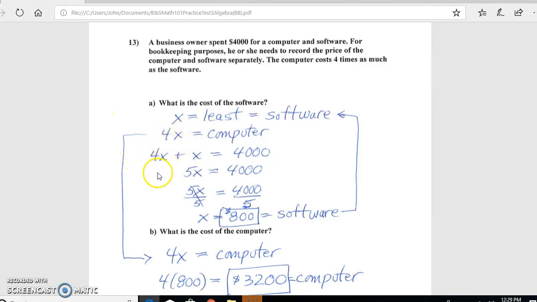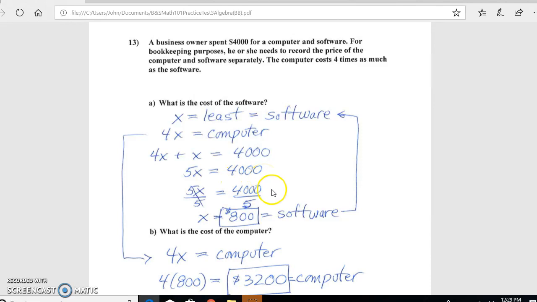The cost of the computer is 4X plus the cost of the software, which is X, and we're told that the total is $4,000 for the computer and software. This is how we get our equation, and what we have now is 4X plus X, or 1X. They're like terms. We can add them together and we get 5X equal to 4,000.